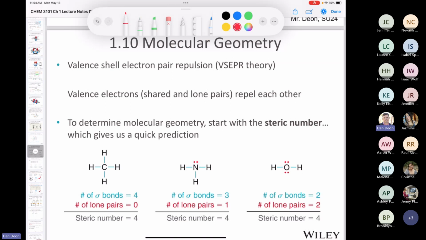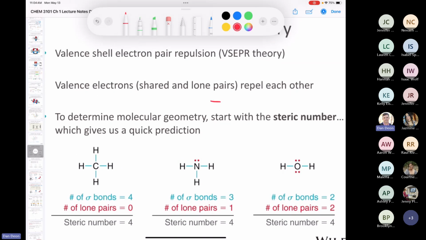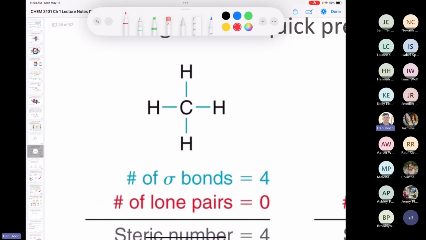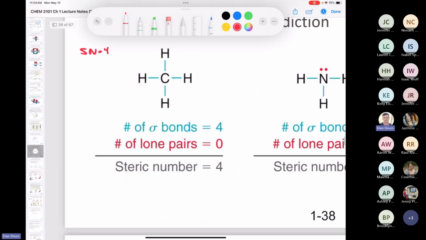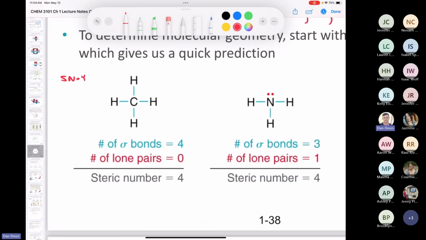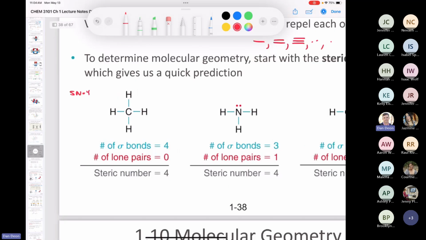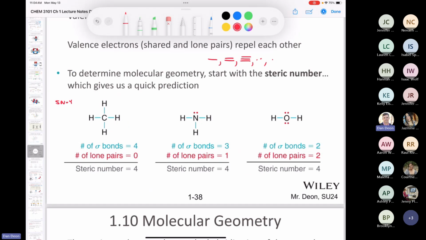So remember, to review for the fourth time, if you have a single bond, that counts as a steric number of 1. A double bond is a steric number of 1. A triple bond counts for 1. A lone pair counts for 1, and an unpaired electron, they all count for 1. So if you look at this molecule, the carbon has 4 single bonds, so its steric number is equal to 4. Okay. Now, if we look at ammonia, NH3, it's got 1 lone pair and 3 bonds. So again, its steric number is 4. And then if you look at water, the central atom, the oxygen, has 2 bonds and 2 lone pairs. So they all have the same steric number.